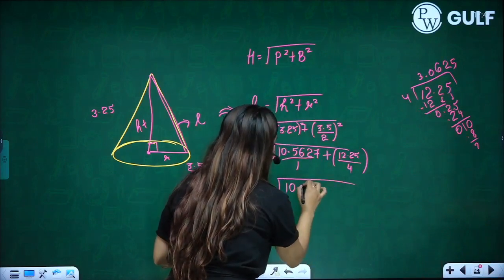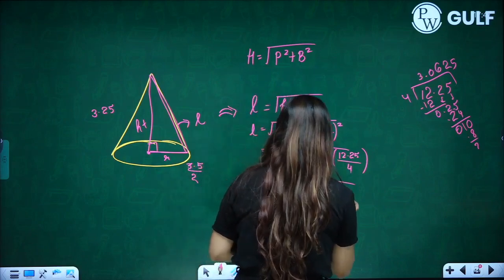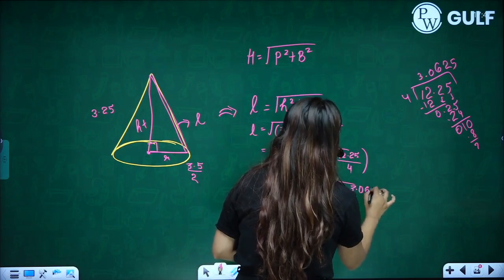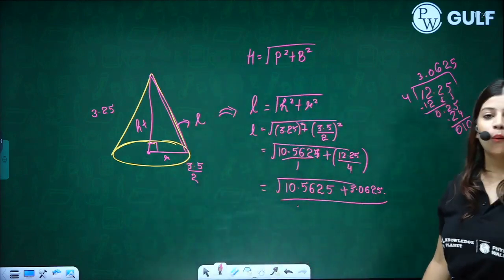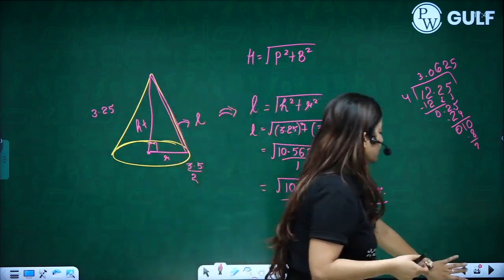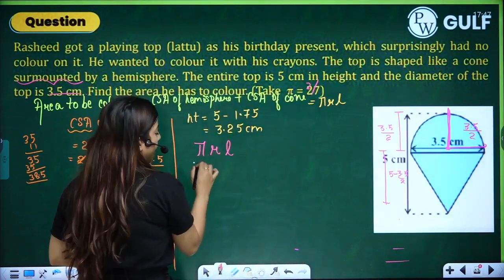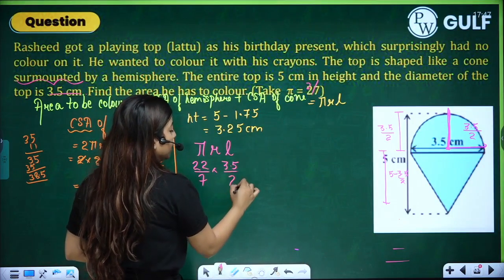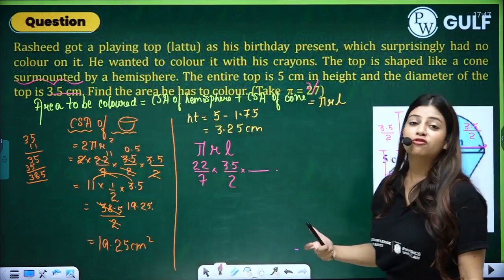So what we have is under root of 10.5625 plus 3.0625, right? From here, adding and finding the square root, we can simply find the length, that is the slant height of this particular cone, and after that we will just put it in the formula pi RL, where pi will be 22/7, radius will be 3.5/2, and slant height will be calculated, and then we will get the particular area for the cone.